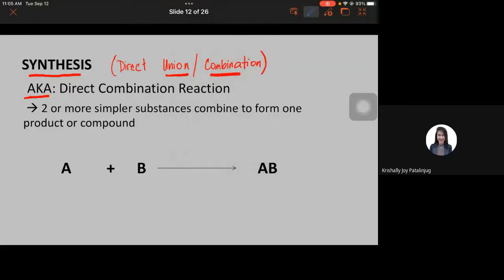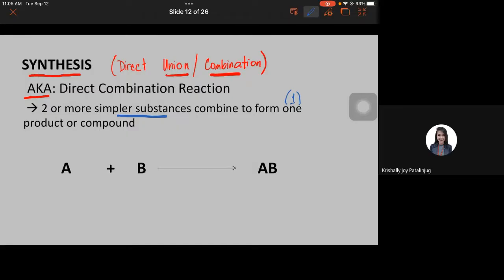So sa definition, it's reflective of its definition. In this type of chemical reaction, you have two or more simpler substances. When they combine, you form one compound or one product. So you synthesize only one product or one compound. So that's the concept of this type of chemical reaction, synthesis.